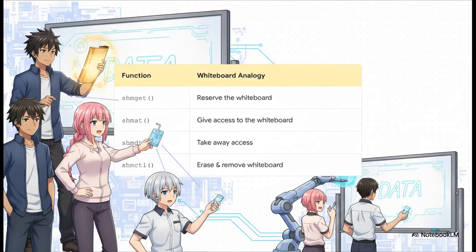And this is where that analogy really pays off. We can map the actual, kind of scary-looking system commands right to our simple whiteboard idea. SHMGET, that's just reserving the whiteboard. SHMAT, that's giving someone the key to the room. SHMDT is when they leave, and SHMCTL is calling the janitor to wipe the board and haul it away. See, the entire process is right there in those 4 commands.